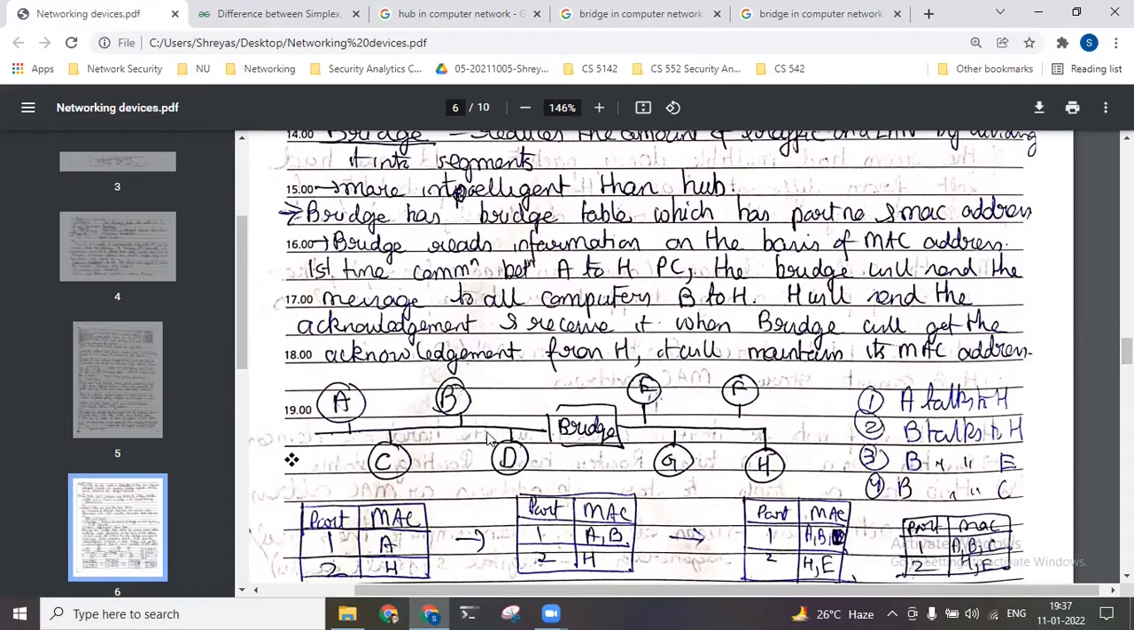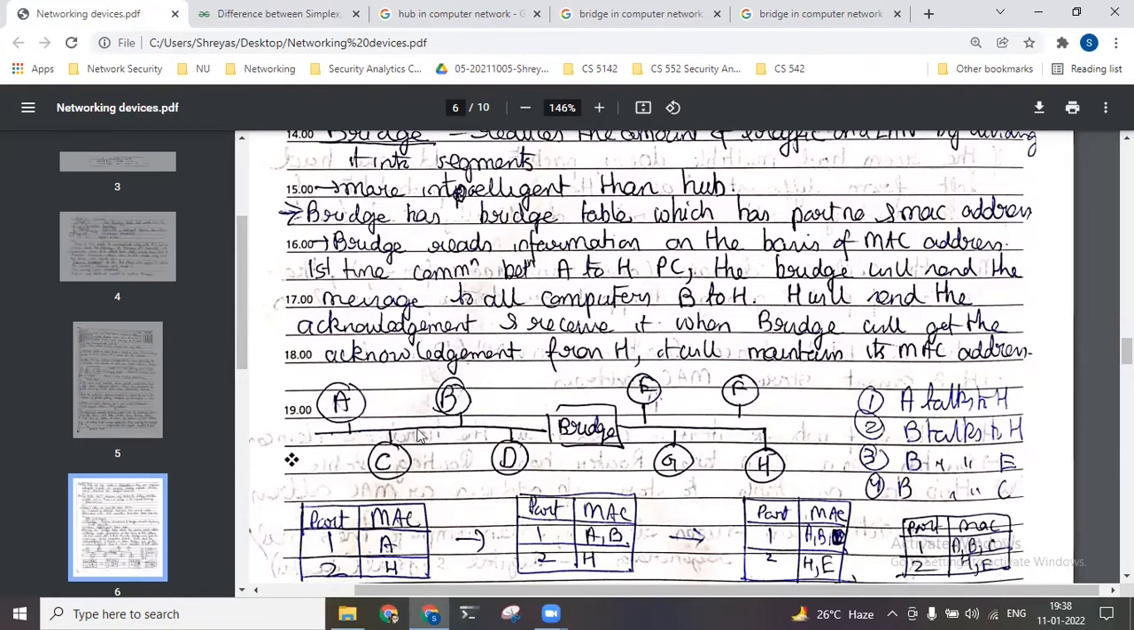Now the thing to note here is that all these four computers on one particular side will fall in a single collision domain. That is, they are connected through only one particular port of the bridge. So these four will fall under the first collision domain, and these remaining four computers, E, F, G, H, will fall under the second collision domain. I hope this is clear till now. It's very simple: two collision domains, all computers on the right side in one collision domain, all computers on the left side in the second collision domain.